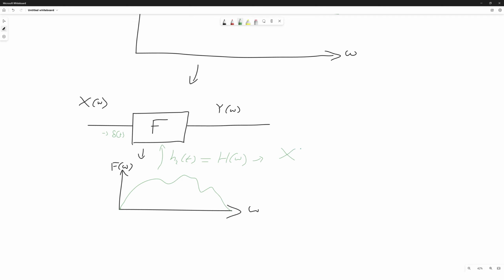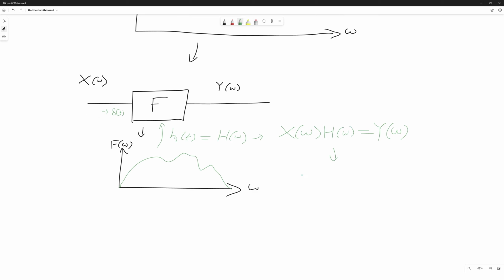And we have that if we multiply the input times the impulse response, we end up with the output. However, in the time domain, things get a bit more complicated, where we have to perform what is called convolution, which is essentially a combining of shapes, but we're not going to discuss that in this video.